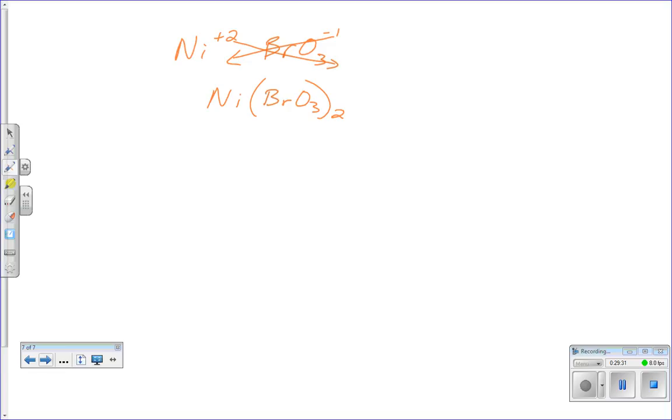And then to name it, once again, since nickel is not in group 1 or 2, we have to put the Roman numeral there to show its charge. So nickel 2, and then BrO3 is the formula for bromate. So we just write down bromate, and that's it.